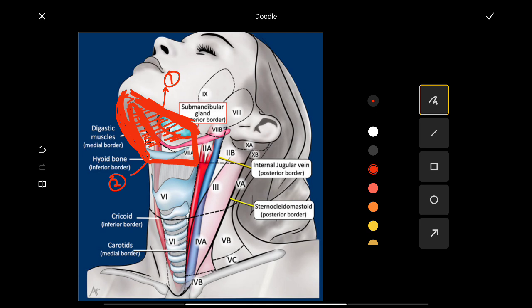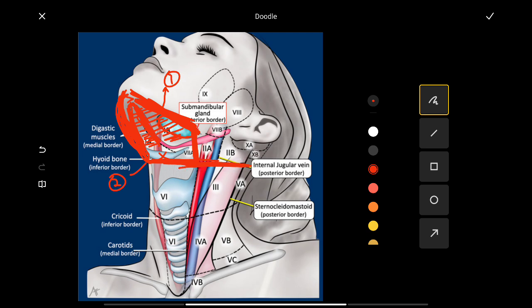Level 2. Level 2 is the same as the upper deep cervical nodes, which is the same as the upper internal jugular lymph nodes. Inferiorly, this level is the same as the inferior border of the hyoid. Do you see? You take a line backward here, a horizontal plane from the inferior border of the hyoid bone. That is going to be your inferior border.